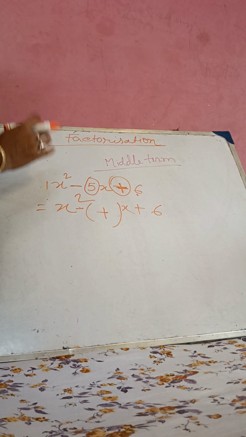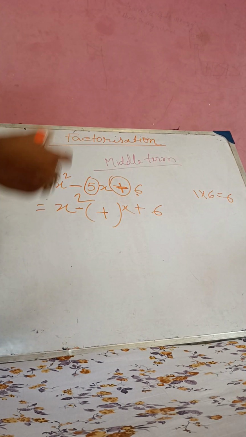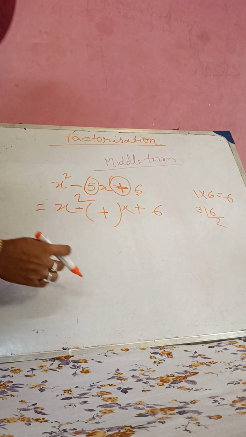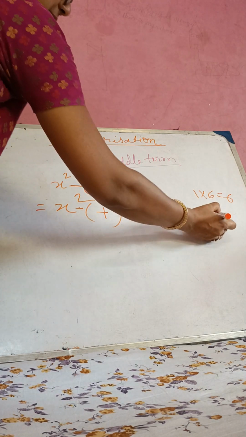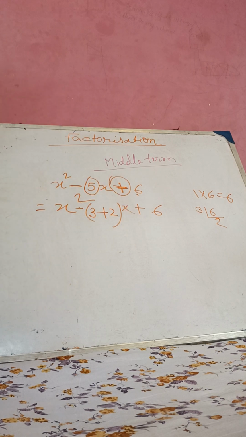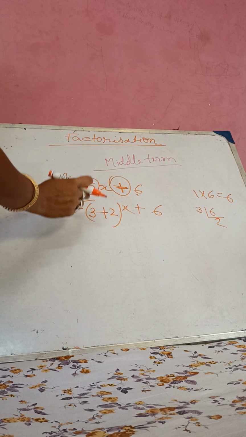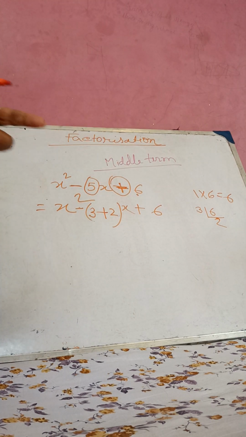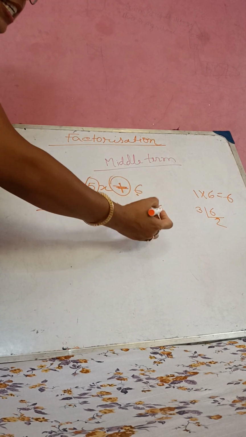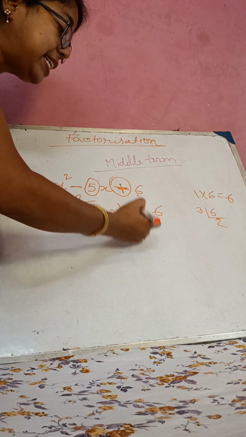First term is nothing, which means 1. So 1 into 6 is 6. Now I will do factorization of 6. 3 twos are 6. So can I write 3 plus 2 is 5? So I am writing the middle term as an addition of two terms, and I get these two terms from there. Check, 3 twos are 6, the product is 6 and the sum is 5.